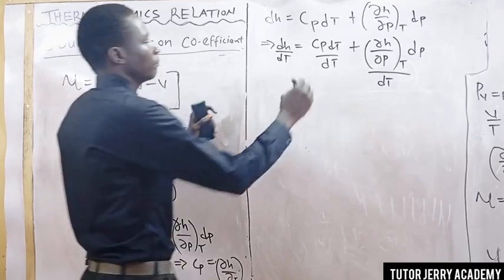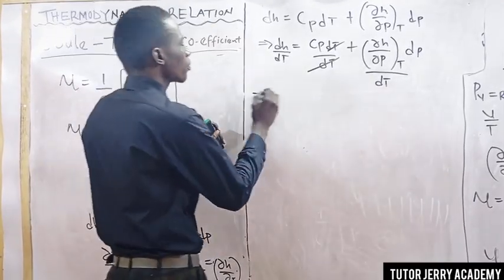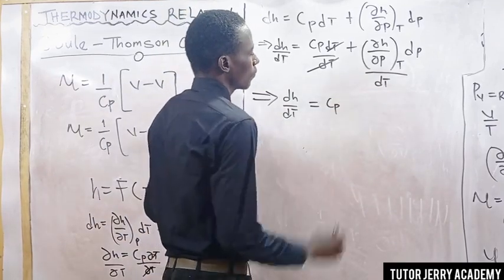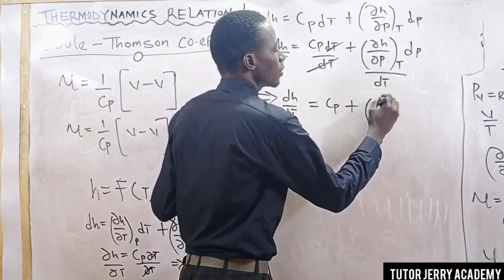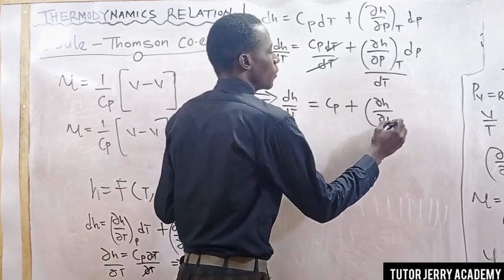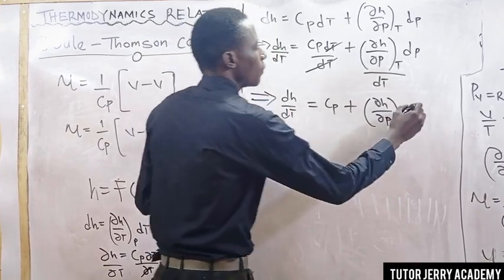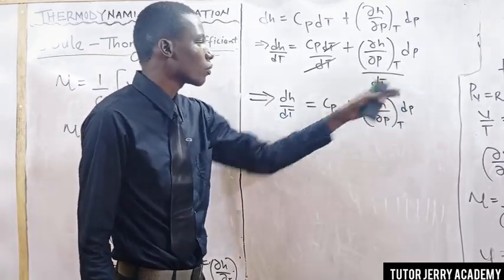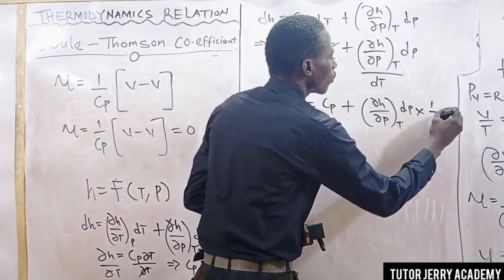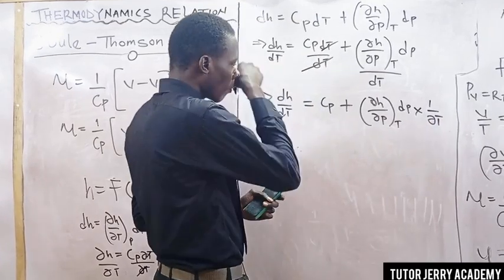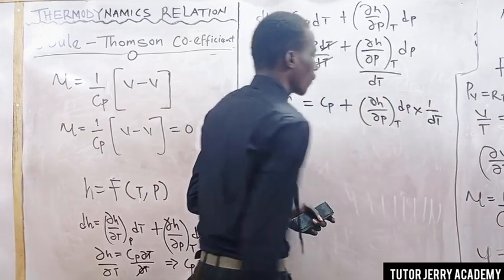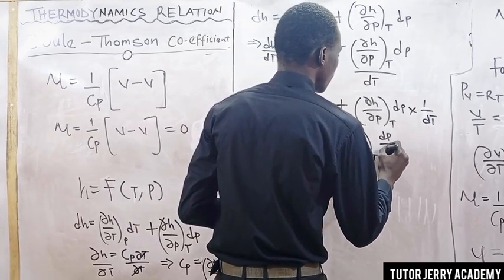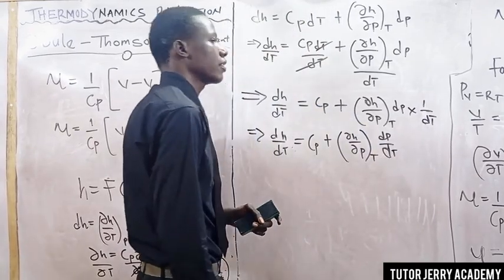Next, we are going to rewrite this equation as dH over dT equal to Cp plus the partial derivative of H over the partial derivative of P, keeping T constant, dP, whereby we have this term dividing dT. To convert this to multiplication, we are going to have 1 over dT here. If we multiply, this will become dP over dT. This is what we have.